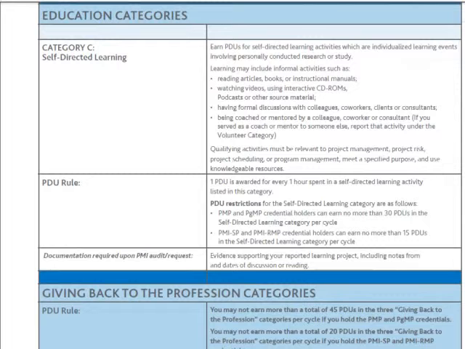Scrolling down to Category C, Self-Directed Learning, you can see how watching the videos definitely qualifies as Category C PDU work. Also, working on the individual problem assignments falls under an informal learning activity. So again, be sure to document your hours spent, as each 1 hour of self-directed learning activity counts as 1 PDU. There's of course a limit for PMPs, no more than 30 PDUs per cycle can be self-directed learning.